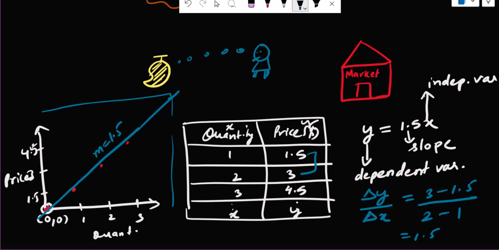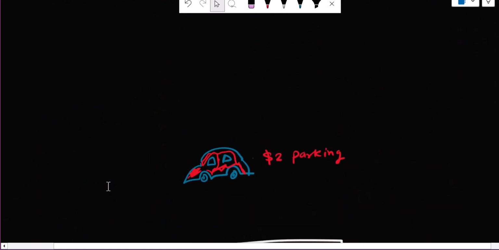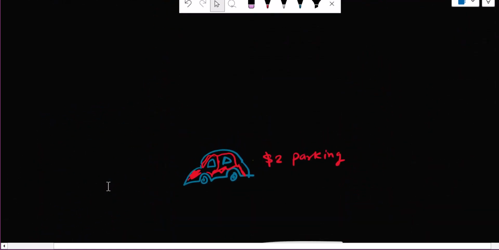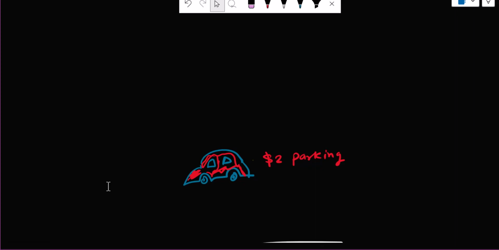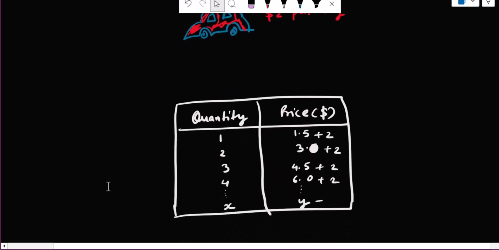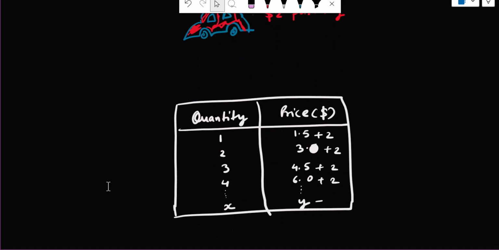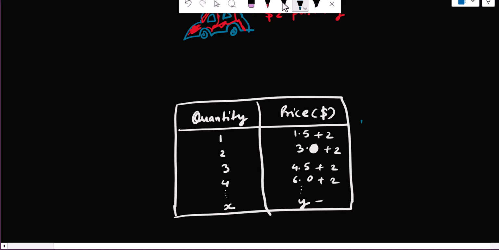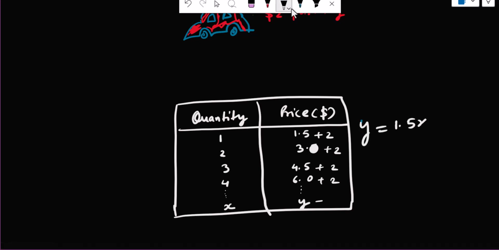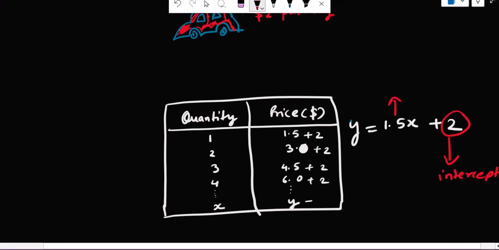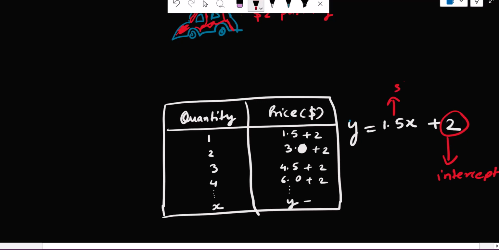Now let's take another variation in this problem. This time you go to the supermarket, but not by walking, but with the help of a car, and so you have to pay $2 for parking. And again you jot down the values, but this time, in addition to the price for each quantity, you have to pay plus 2. And this time the equation changes to y is equal to 1.5x plus 2. We have one additional constant term over here, which is parking in this case, and we call it the intercept. And the remaining term remains the same, the slope.